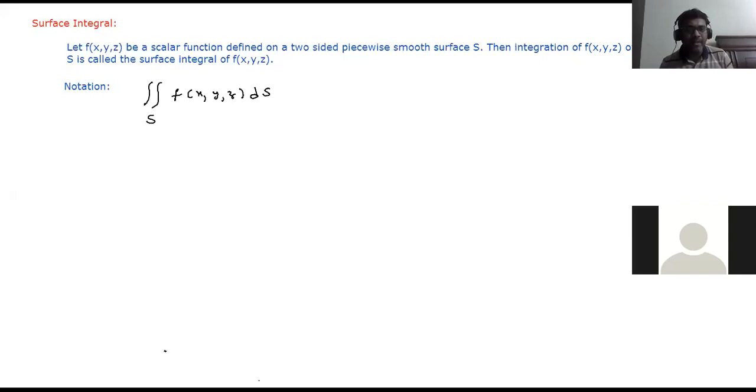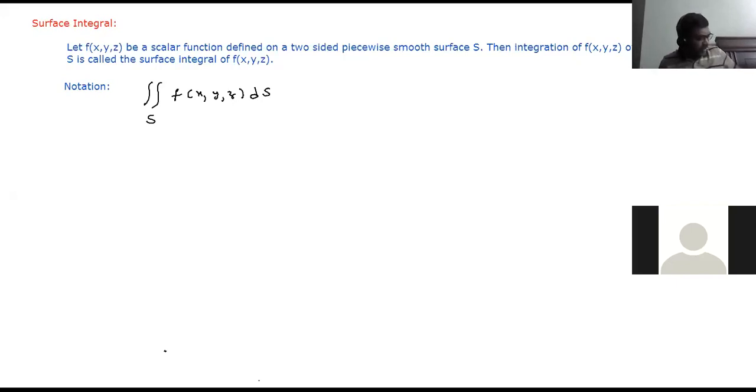So at the moment, this surface is a two-sided surface, and it is a piecewise smooth surface. What do you mean by piecewise smooth surface? Where the direction of the normal changes continuously. Suppose you take a surface like this, where the direction of the normal is changing continuously, there is no sudden change in the direction of the normal. Therefore, this is an example of a smooth surface, like a sphere.